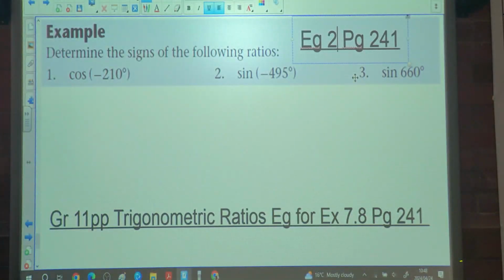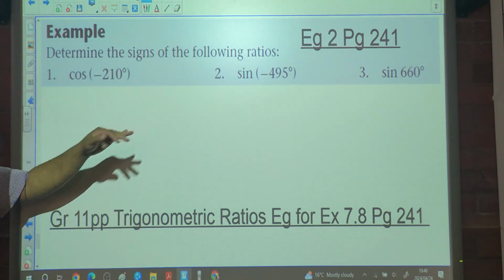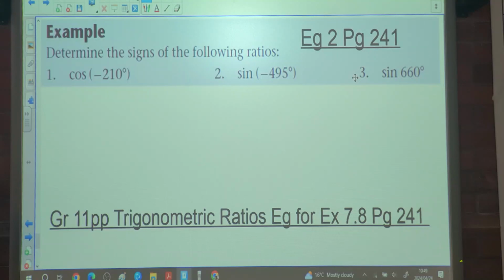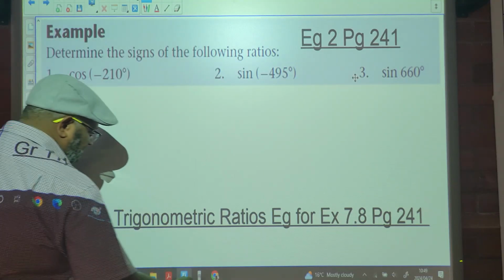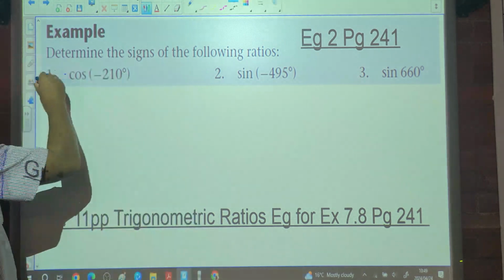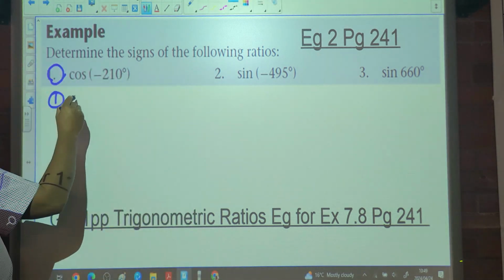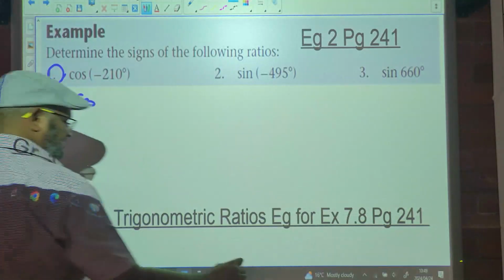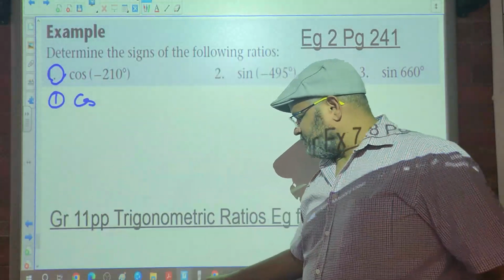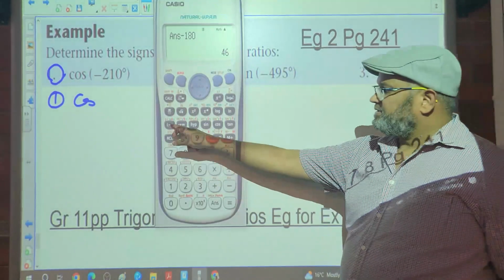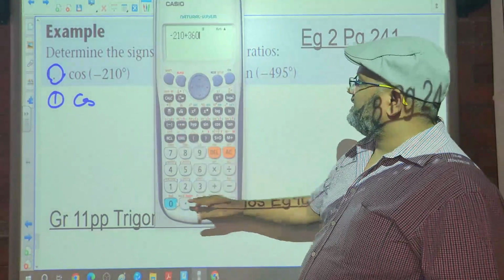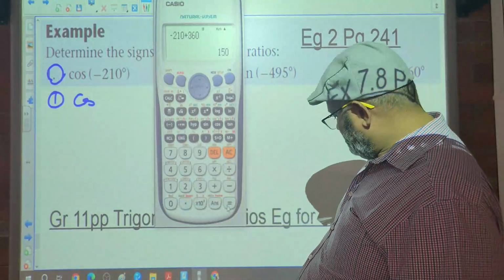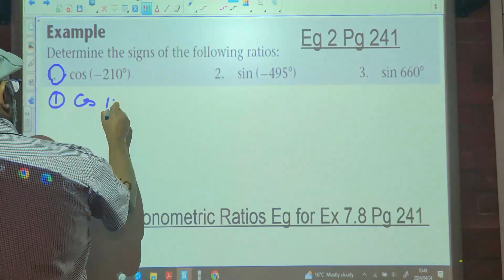Right, this is example set 2. Determine the signs of the following ratios. Again, what am I going to do? I'm going to reduce it to acute angles. If you're looking at number 1, cos of negative 210. So what do you do? You add 360. Negative 210 plus 360 gives us 150. So it's cos of 150.